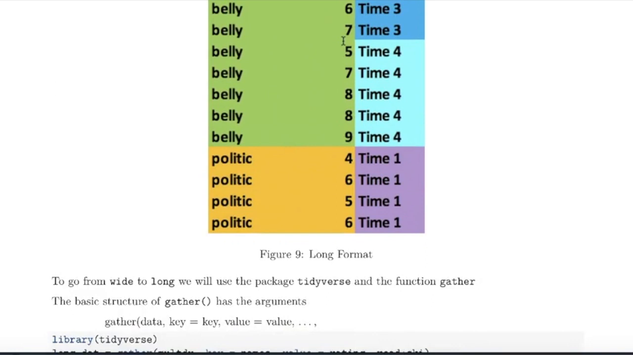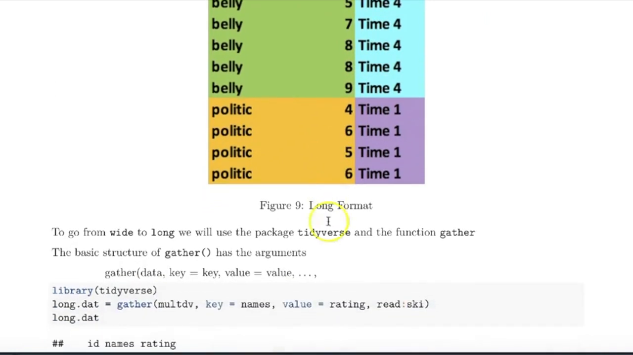So that's what we're going to do. We're going to manipulate our data so it looks like the long format. And the way we're going to do it is we're going to use the package tidyverse, which is super popular. Everyone loves it. I think it's okay. I'm going to use the gather function.